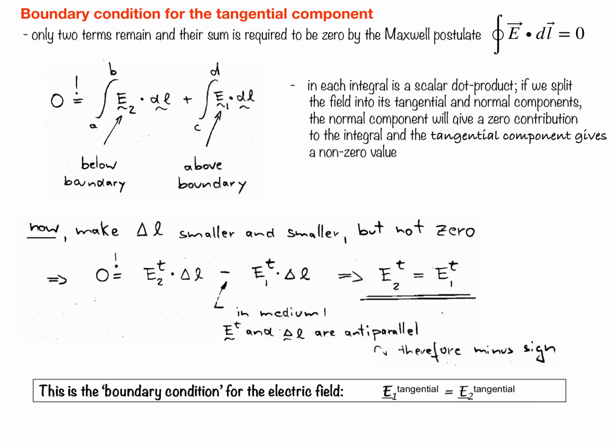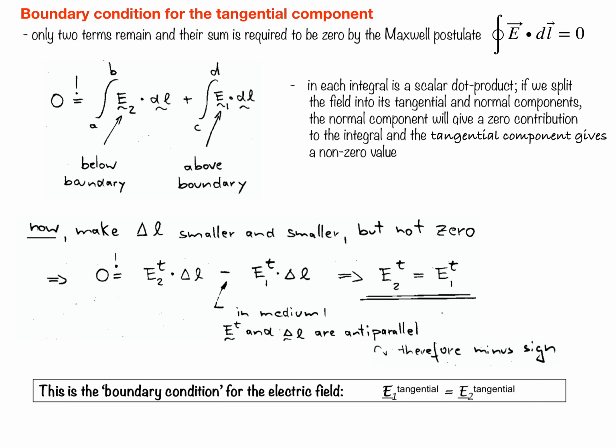We are at liberty to make the sections A to B and then C to D as short as possible without any restrictions of generality. Defining these sections as delta L and making delta L smaller and smaller, but not 0, we then obtain the equation 0 has to be equal to the tangential component of electric field 2 times delta L minus tangential component of electric field E1 times delta L. The minus sign comes about because the tangential component of E1 and the differential length element delta L are antiparallel.